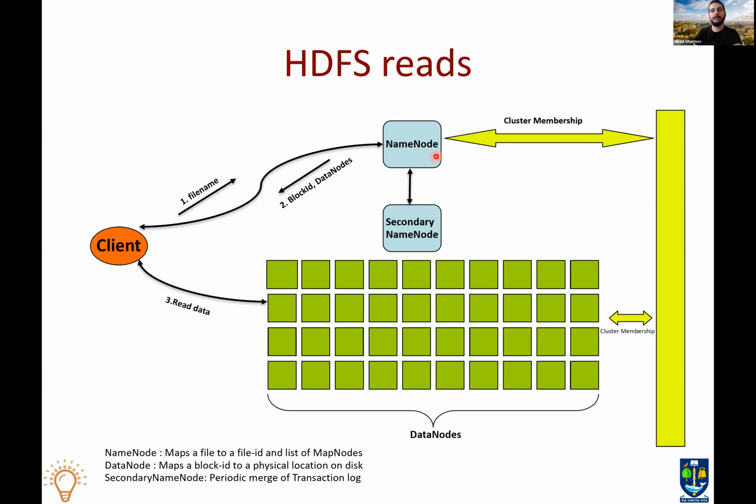And here we can also see the secondary name node. This is sort of the backup. Yes, there is a secondary name node here. This is the backup name node. You never go to the secondary name node to serve a request. You would only go to the secondary name node if your primary name node fails.